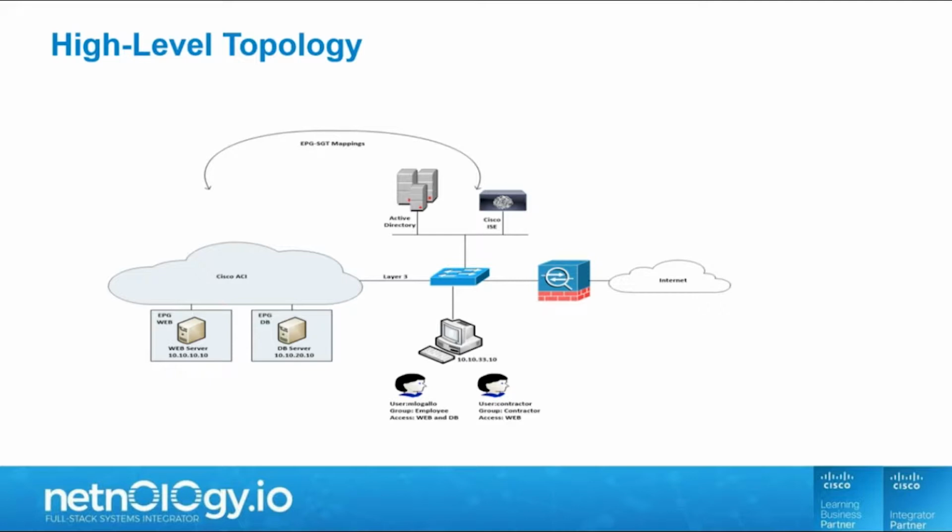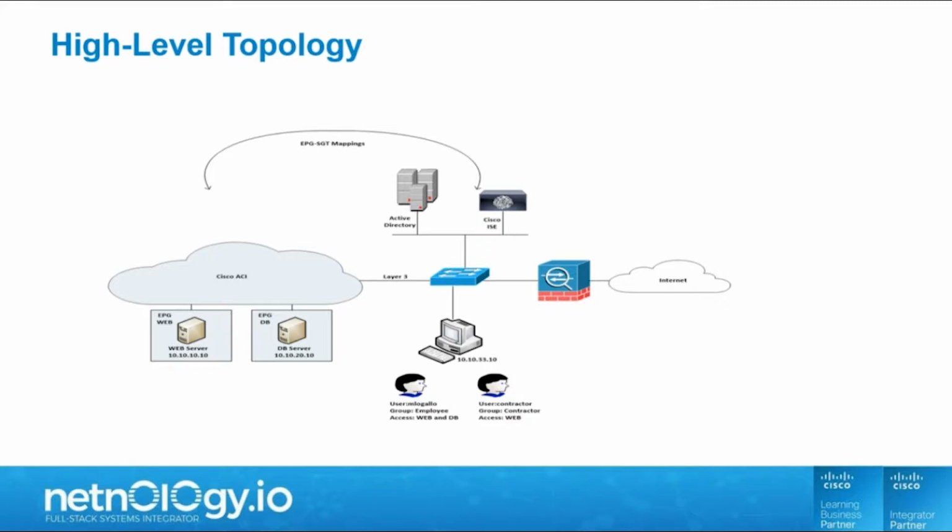For this use case, we are using Active Directory services and ISE integration to grant the users appropriate permissions and drop them into the external EPG to which they belong in ACI. These external EPGs have specific rules that allow or deny them access to the internal Web and DB servers.